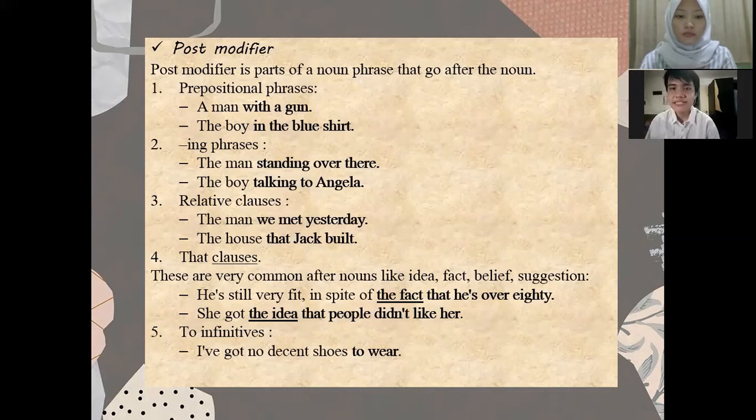Number 4 is that clauses. These are very common after nouns like idea, fact, belief, suggestion. For example, he's still very fit in spite of the fact that he's over 80. She got the idea that people didn't like her. Number 5, to infinitives. For example, I've got no decent shoes. I've got no decent shoes to wear.